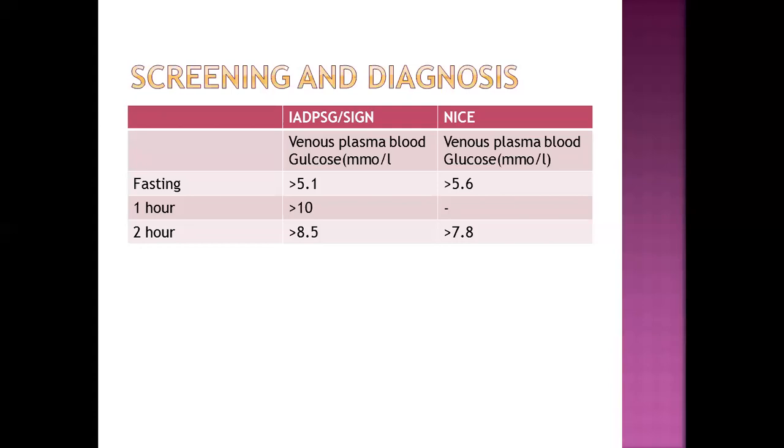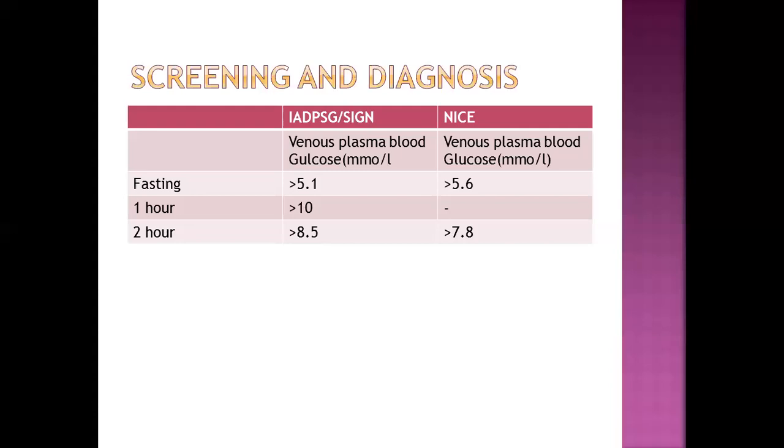What is OGTT? Oral glucose tolerance test, in which we ask the patient to have a normal diet at night, and she should fast from 12 p.m. She has a fasting blood sugar, and then she has 75 grams of glucose orally in a glass of water, 100 ml of water, which she should take within 10 minutes. Then one can check the blood sugar after 1 hour, and then after 2 hours, according to the IADPSG and SIGN guideline, and 2 hours after the NICE guideline.